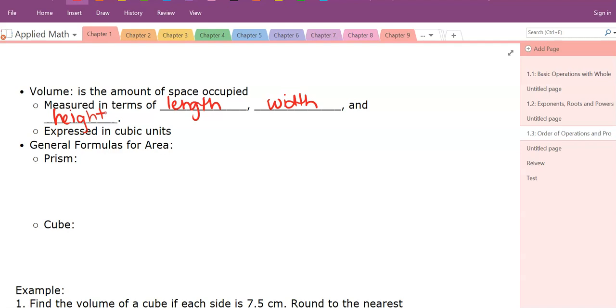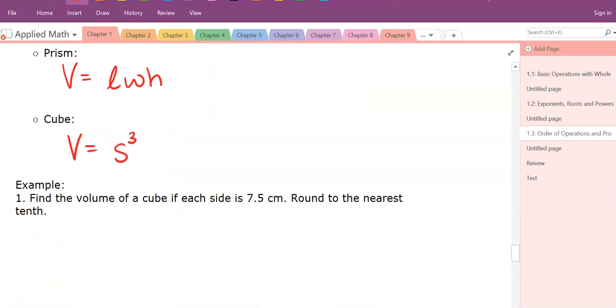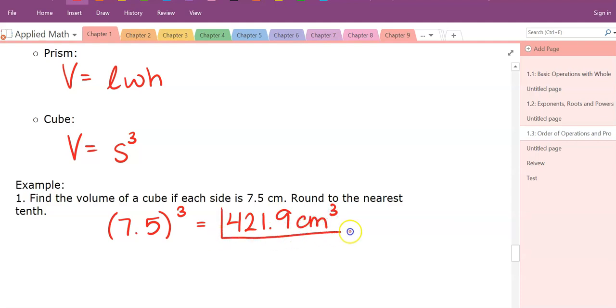For a prism, volume's equation is length times width times height. And for a cube, volume would be side to the third power. For example, if I want to find the volume of a cube and each side is 7.5 centimeters, I would do 7.5 to the third power. Rounding it to the nearest tenth is going to be 421.9, and then we would label it centimeters to the third power.